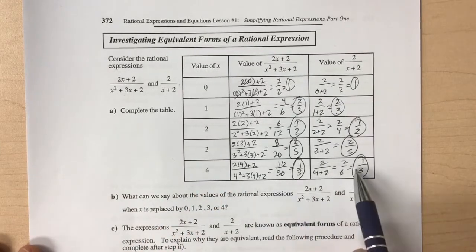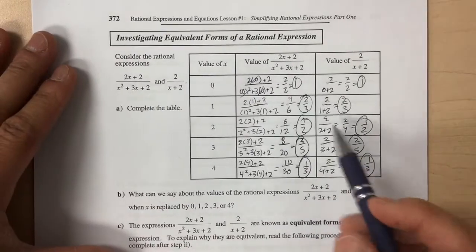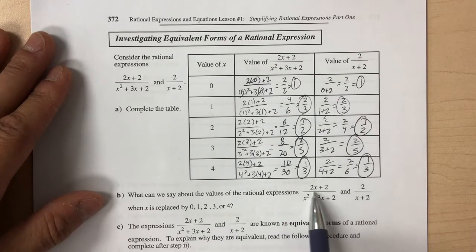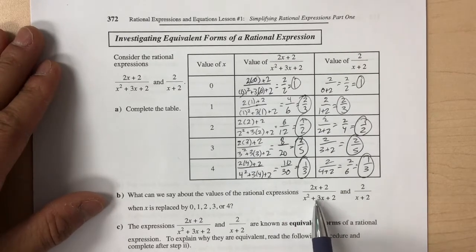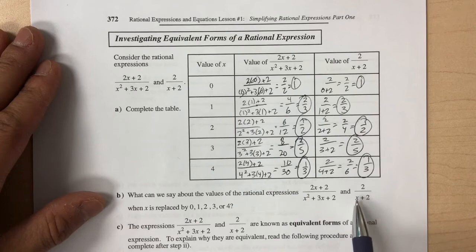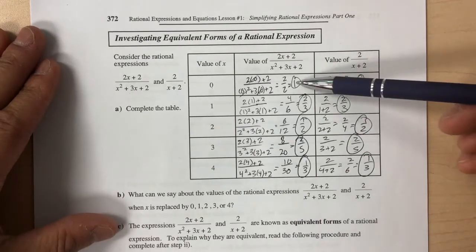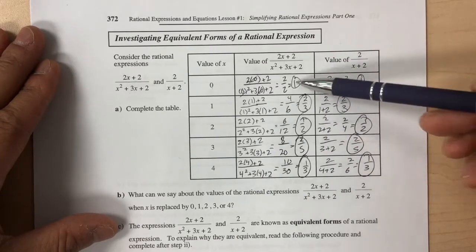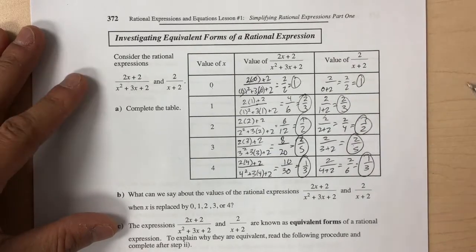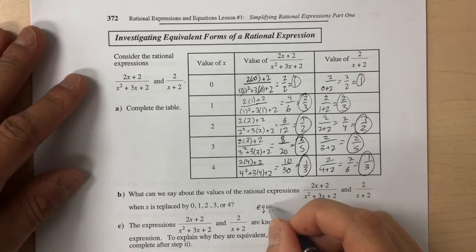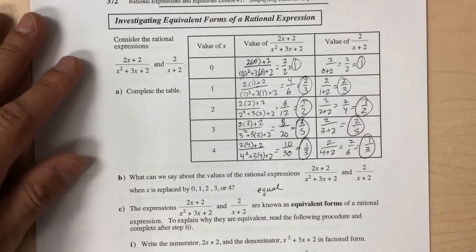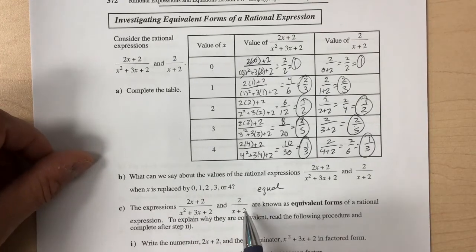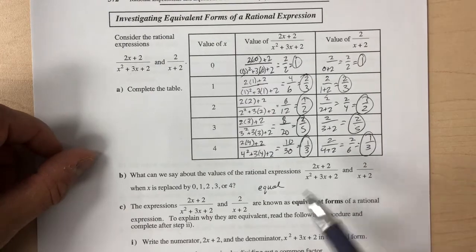As we complete this chart, if we answer question B, what can we say about the values of our rational expressions 2x plus 2 divided by x squared plus 3x plus 2 and 2 divided by x plus 2? Well, if we look at all the values of x and substitute them into our two expressions, we'll find that each of these values are equal. So they're each equal. Now the expressions 2x plus 2 over x squared plus 3x plus 2 and 2 over x plus 2 are known as equivalent forms of a rational expression.